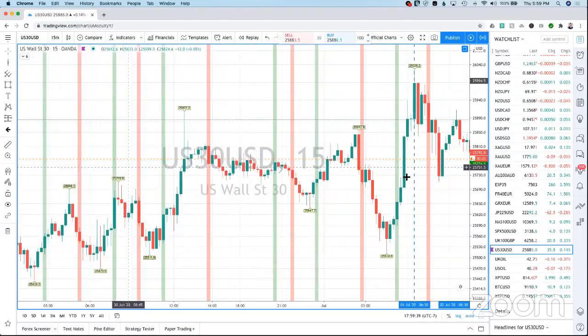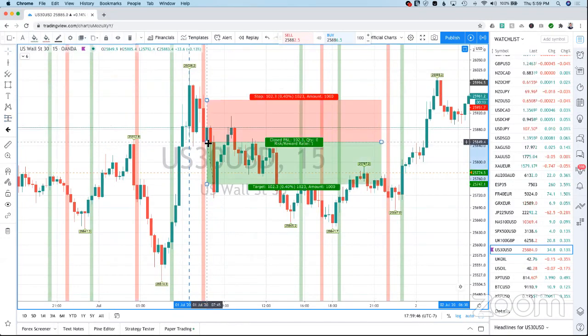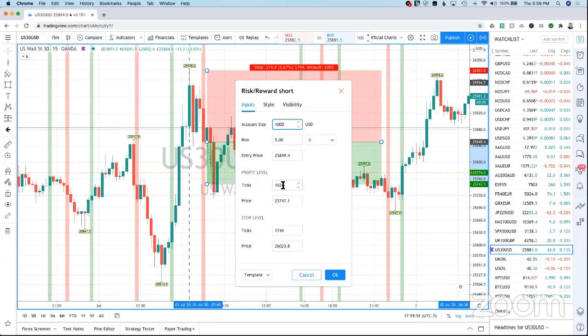Right here on the first. Actually, looks like a great trade right there. I don't know if we took this one. I think I sent it out, but we didn't take it. Okay, so entries right here. We'll just put 1700, round it.